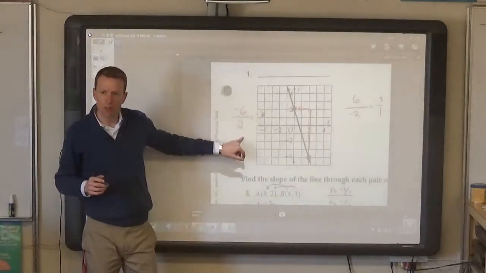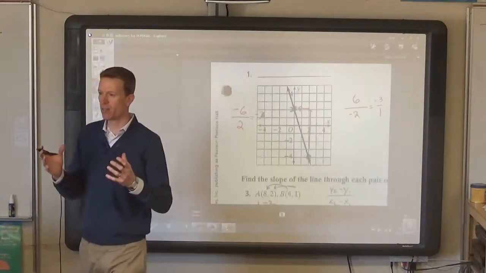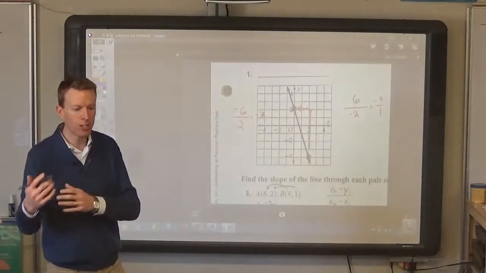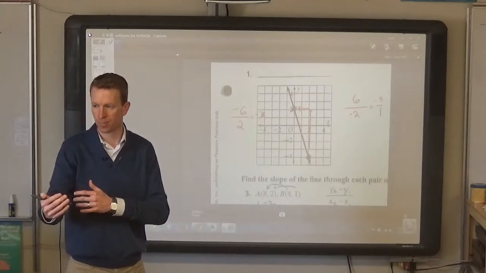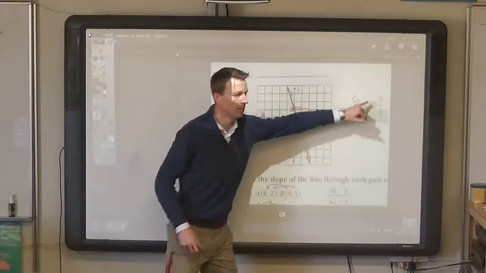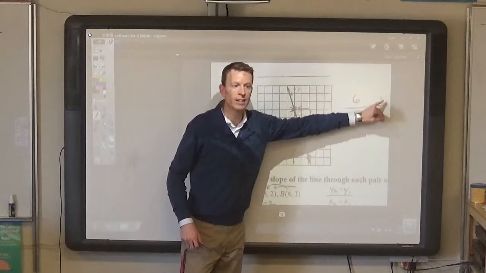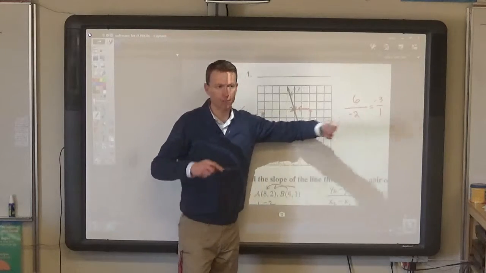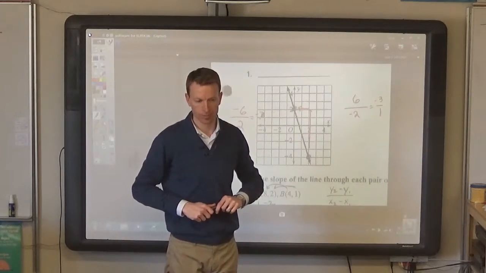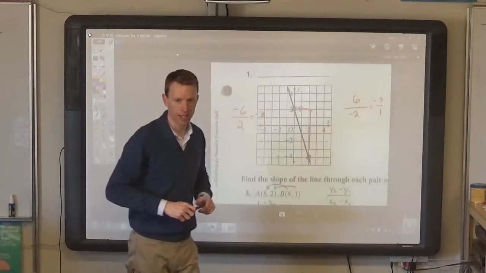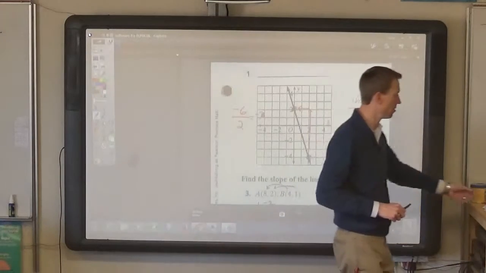This could be -6 over 2, or it could be 6 over -2. It still gives you an answer of -3. You have to reduce it to its lowest terms. Okay? Which is -3 over 1. Now remember, we're writing this as a ratio, because we have to tell how it goes up and over. Okay? Let's do number 2 together.